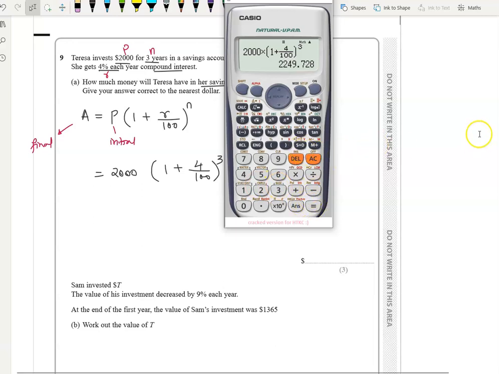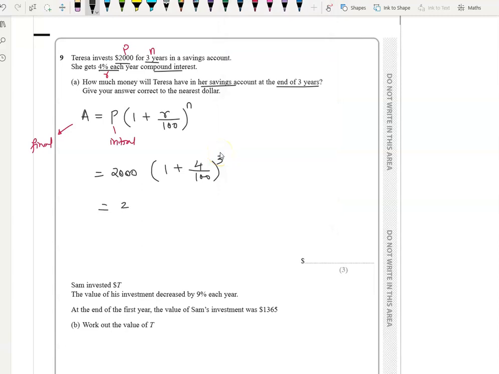So 2249.728. Okay, it says round it to the nearest dollar, so we don't need the decimal part. The next digit is big, so you will round up. So the total amount in the account, 2249, will become 2250. So you have $2250 in her account.